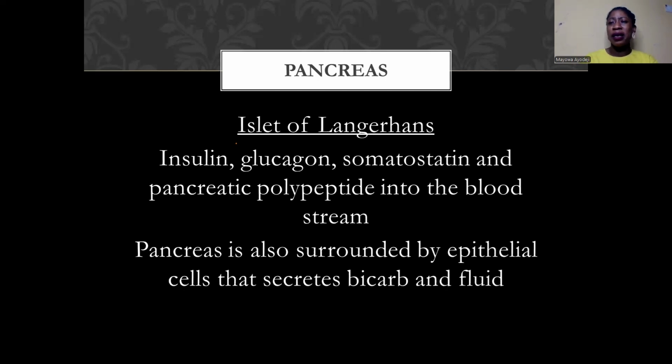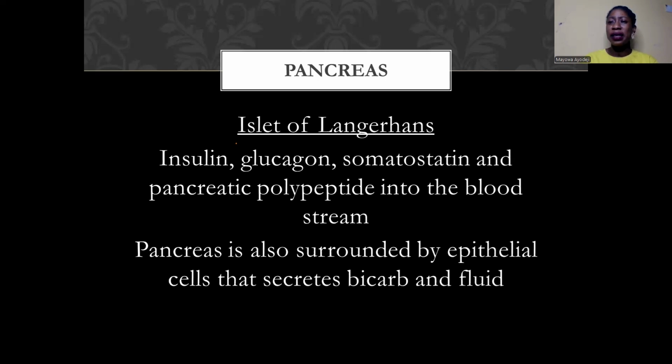Then another important cell in the pancreas is the islet of Langerhans that plays a role in the production of insulin, glucagon, somatostatin, and pancreatic polypeptide into the bloodstream. So this is the endocrine function of the pancreas. It plays a role in production of all these hormones.